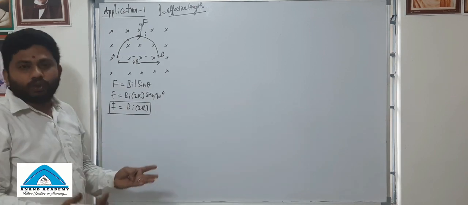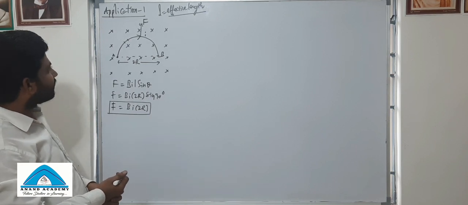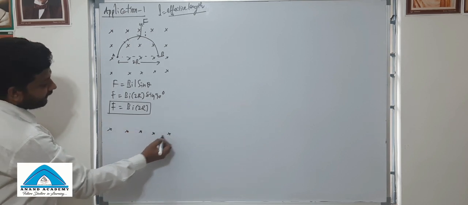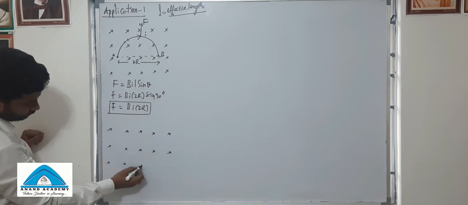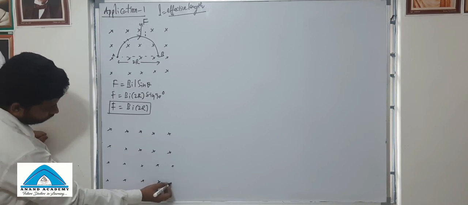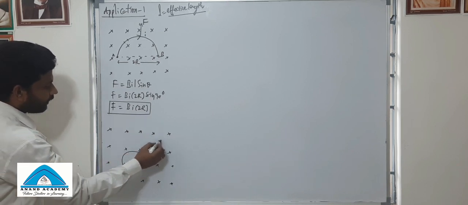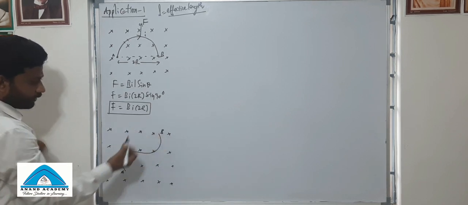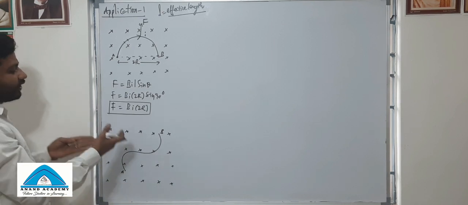In application number 1 only, another application I just wanted to show you. Magnetic field lines are into the plane, similar to the previous case. See here, there is a wire which is placed in a waveform. This is point A, one end, and this is another end. The magnetic field is B. The question is to find the force acting on this wire.